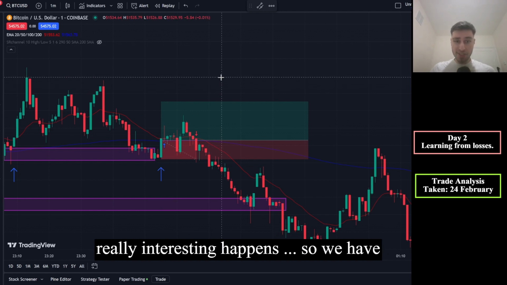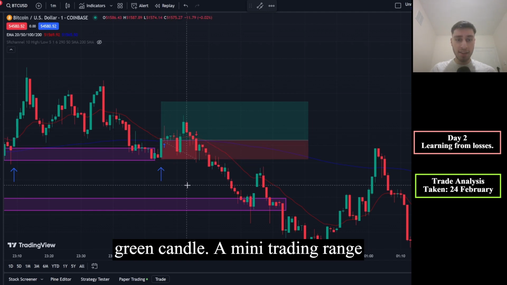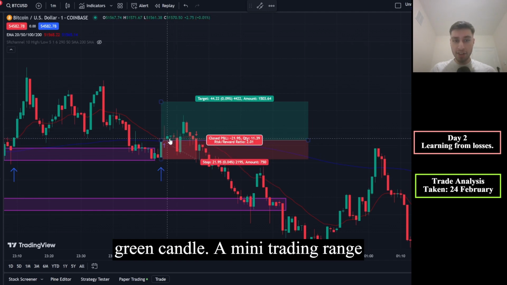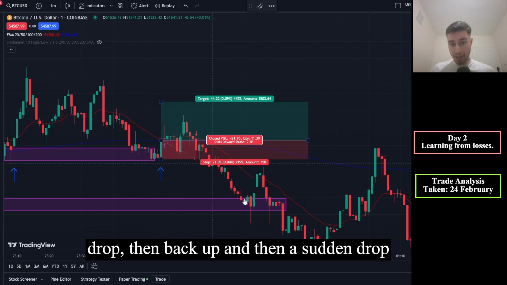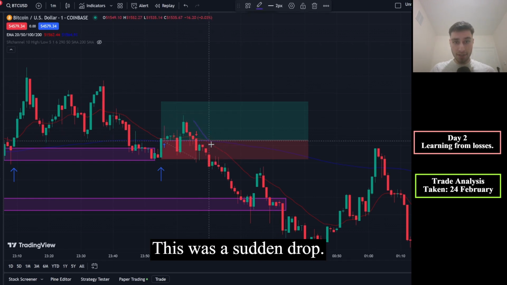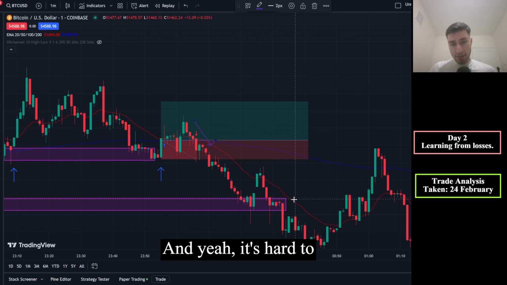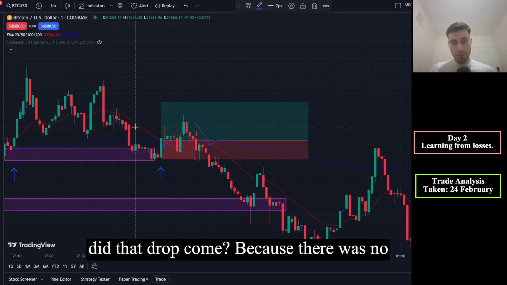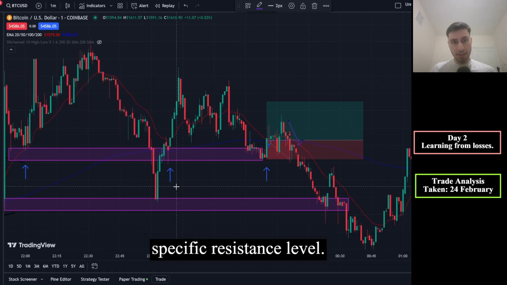However, something really interesting happens. So we have a little bit of indecision after the green candle, a mini trading range here for the next four candles, and then a drop, then back up, and then a sudden drop again. So I'm referring to this point. This was a sudden drop. And it's hard to explain why that drop came, because there was no specific resistance level.